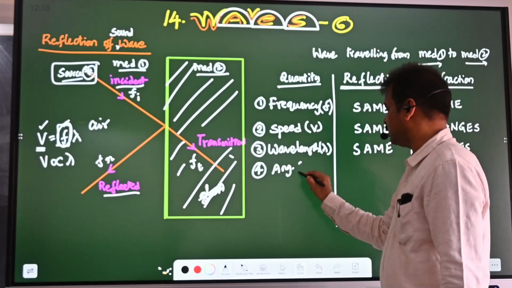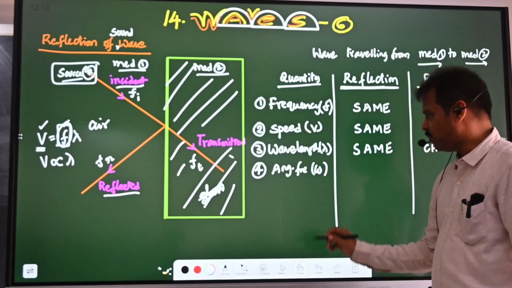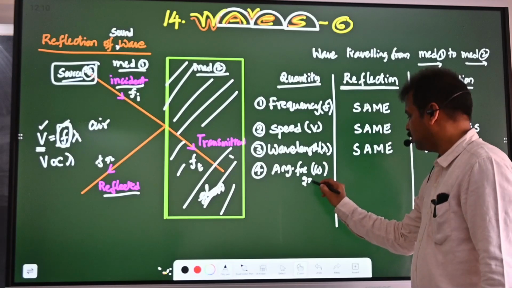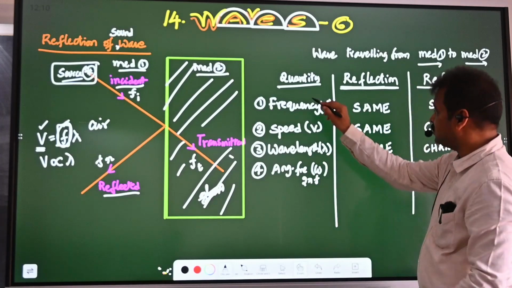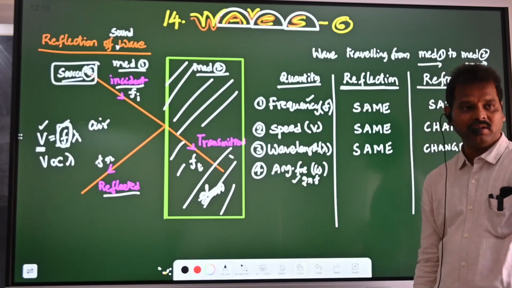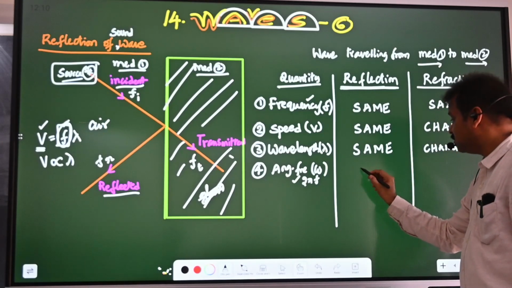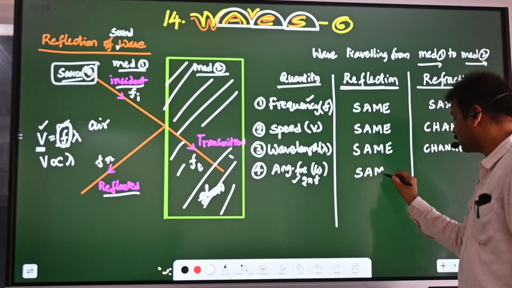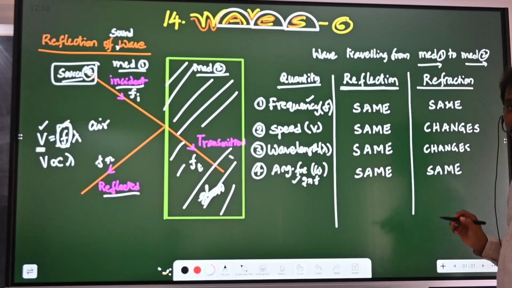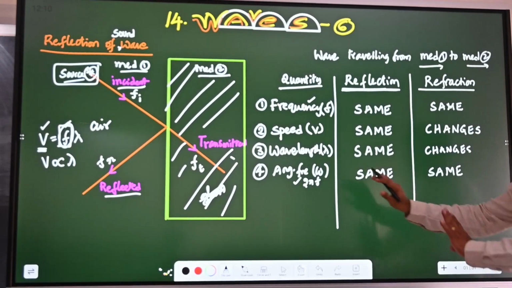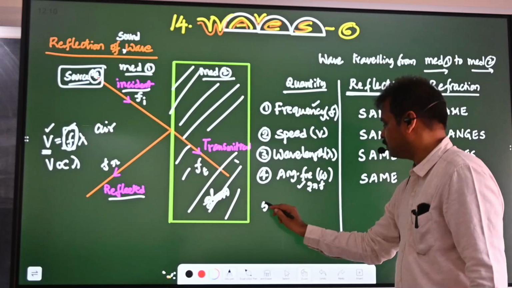Fourth one, angular frequency, omega. What is the formula for omega? 2 pi f. 2 pi is already constant. As frequency changes, similarly omega changes, right? Now what is this? Same. So omega also same, both for reflected as well as transmitted waves, both the angular frequency remains same. It won't change.